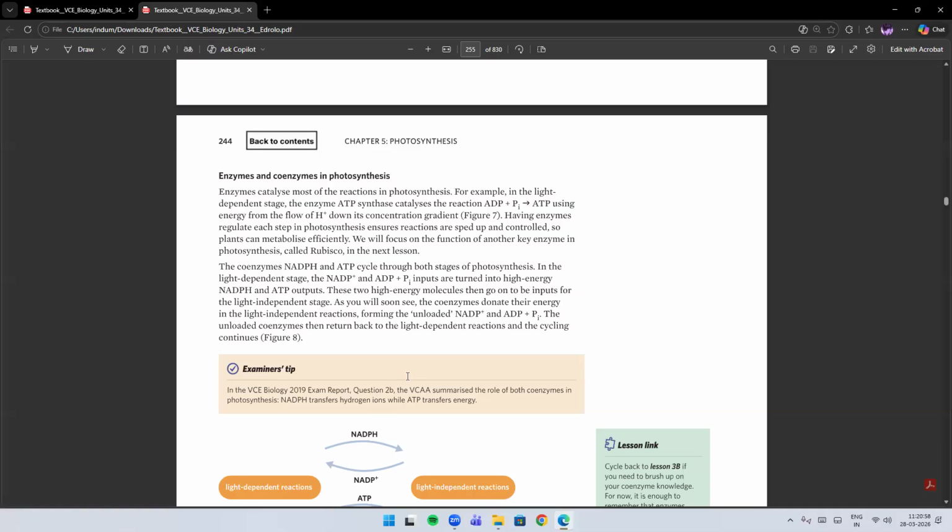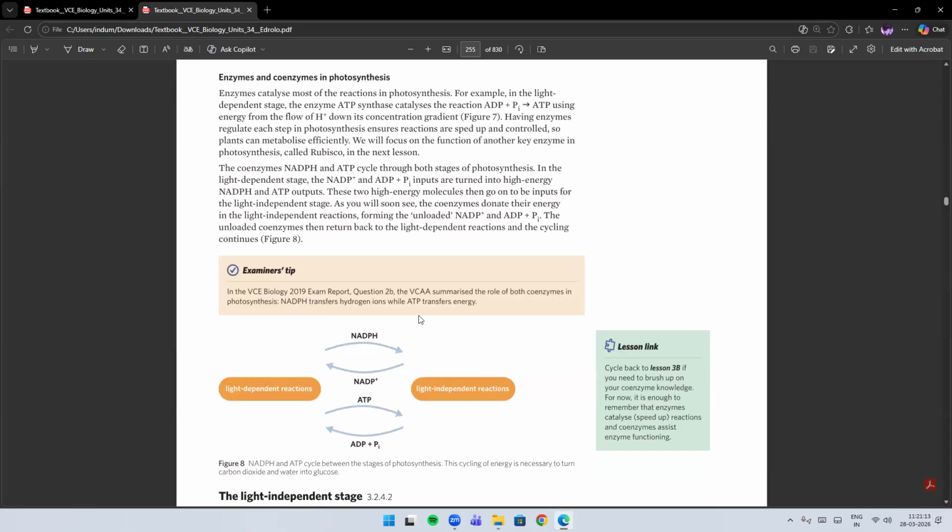In the light-dependent stage, the NADP+ and ADP plus inorganic phosphorus inputs are turned into high-energy NADPH and ATP outputs. These two high-energy molecules then go on to be inputs for the light-independent stage. As you will soon see, the coenzymes donate their energy in the light-independent reactions, forming the unloaded NADP+ and ATP plus inorganic phosphorus. The unloaded coenzymes then return back to the light-dependent reactions and the cycling continues.